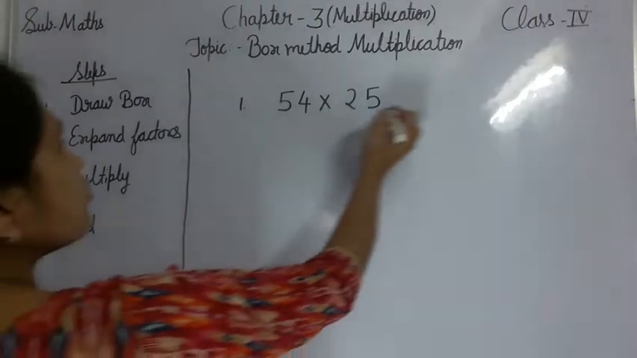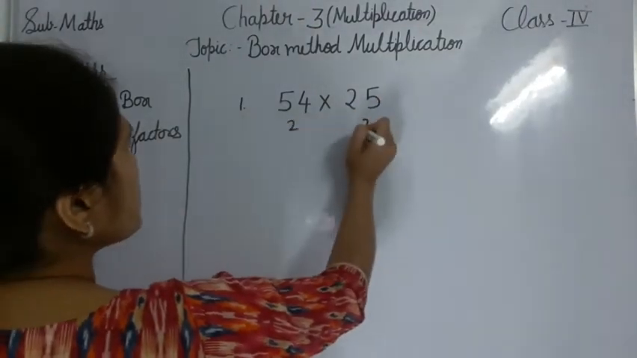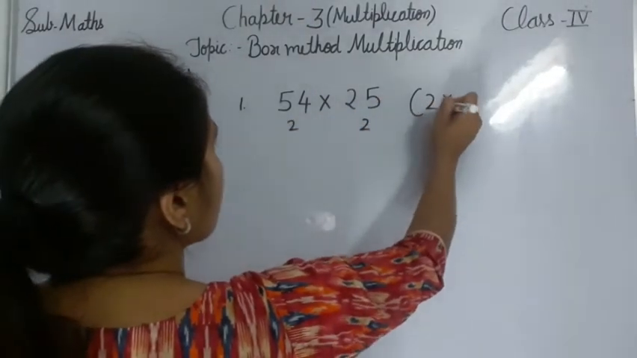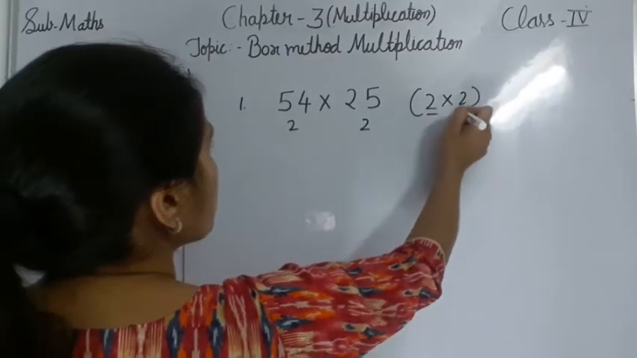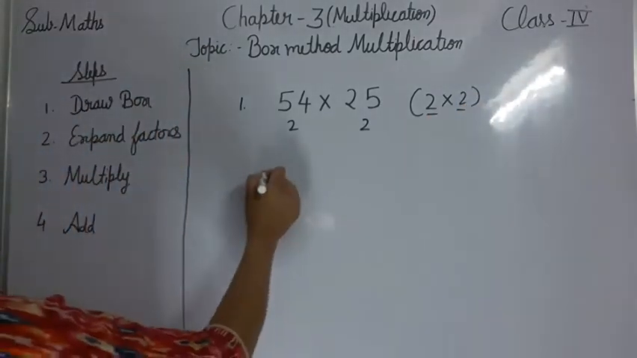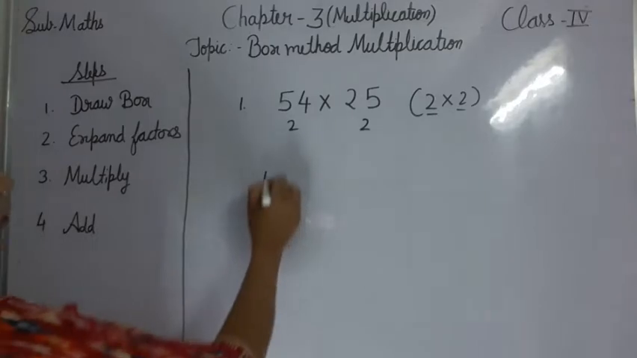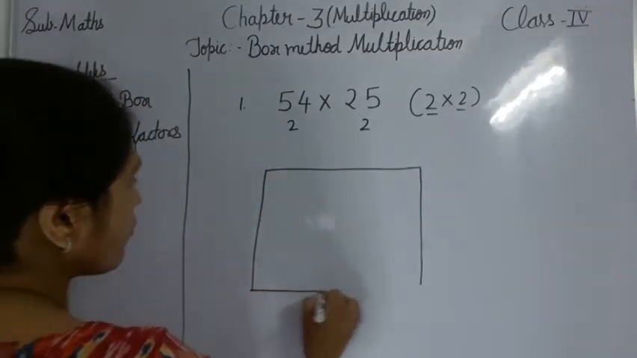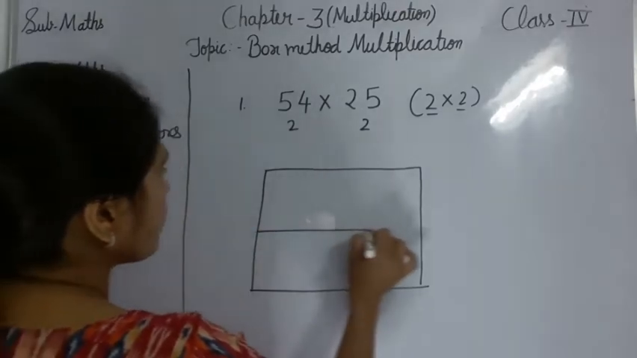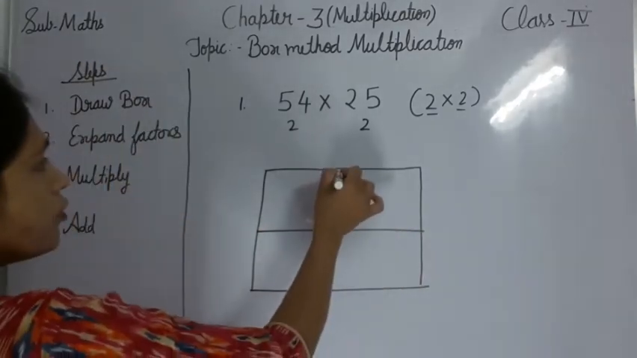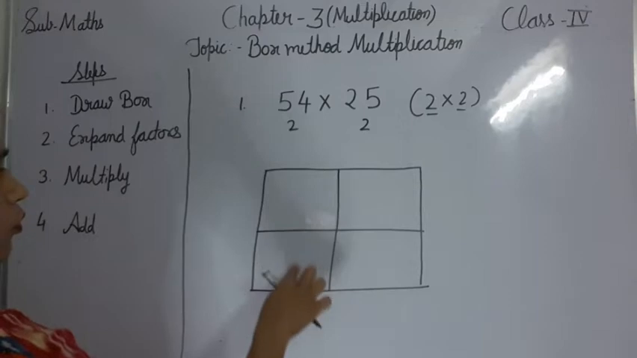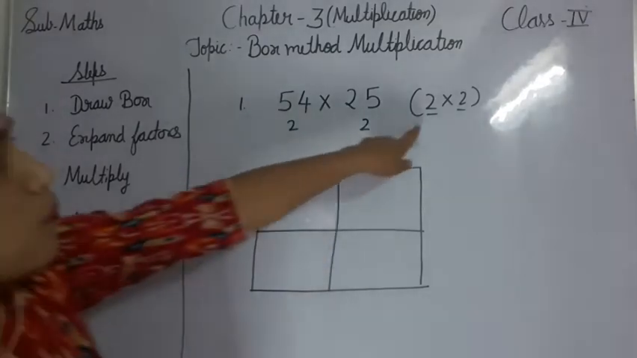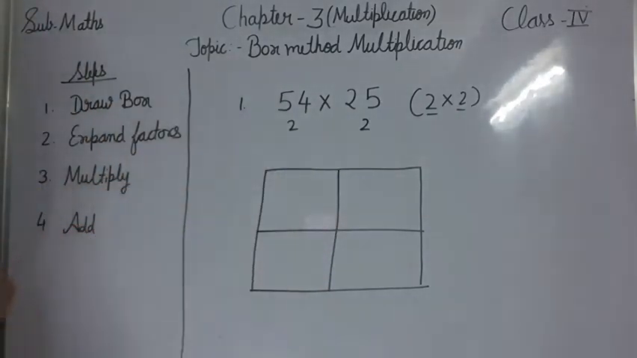Here we have 2 digits. So the box is 2 by 2, meaning 2 rows and 2 columns. Let's draw the box. 2 rows and 2 columns. Okay, so I have made a 2 by 2 box here. So what is the next step?